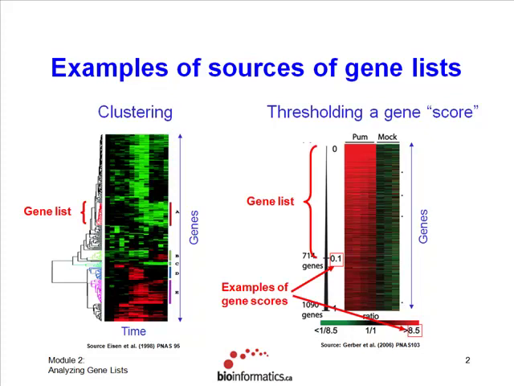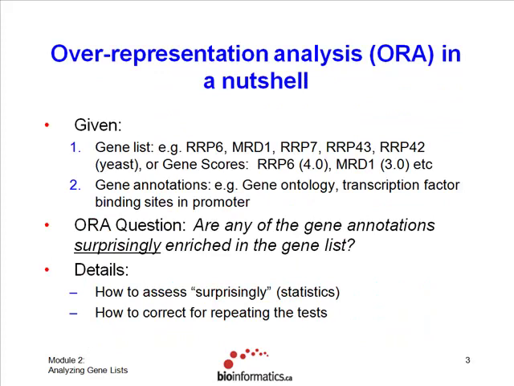Okay. And so what is an overrepresentation analysis? In a nutshell, you're given a gene list or a set of gene scores and a set of gene annotations. And what I mean by gene annotations are just binary variables that have been associated with all the genes in your list. Meaning, for example, does this gene have a particular transcription factor in its promoter region? Does this gene associate with a particular functional annotation, like the gene ontology annotations that Gary just talked about? And so you can compare this gene list or these gene scores to these binary values, and ask whether any of these gene annotations are surprisingly enriched in the gene list.